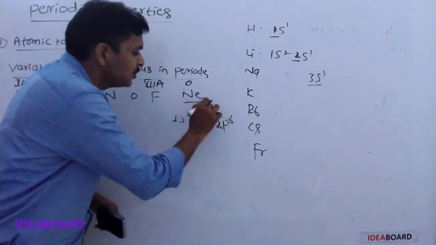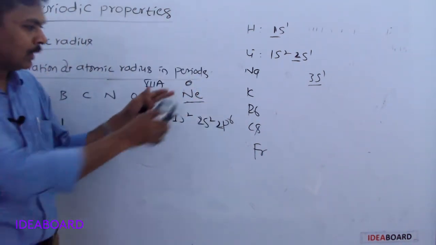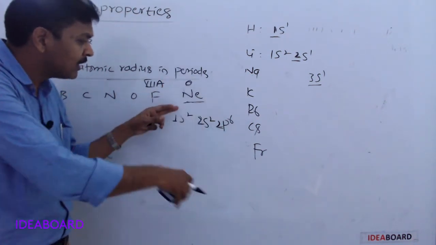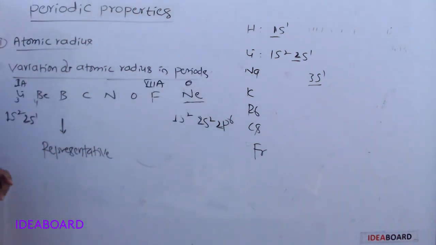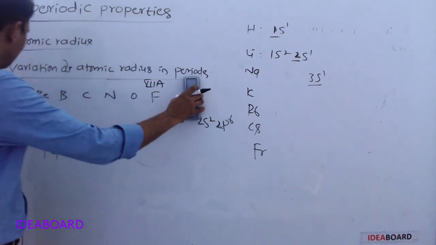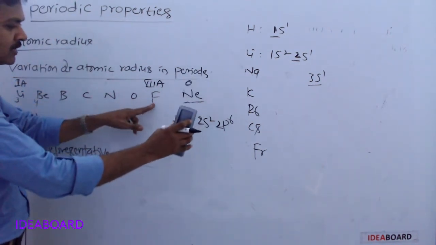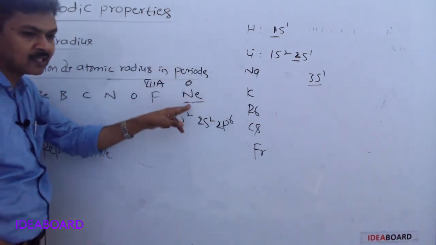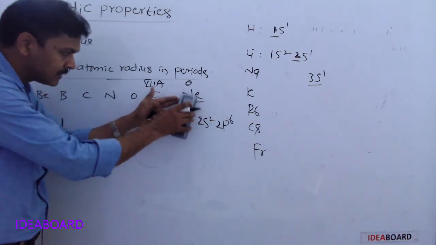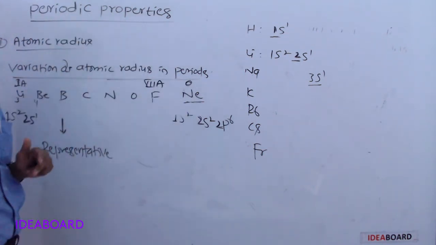If we consider the 0 group element also, its atomic radius is even larger than lithium. Other than neon, this is the largest atom and this is the smallest atom. If you consider 0 group elements also, the radius is even larger than the first element.